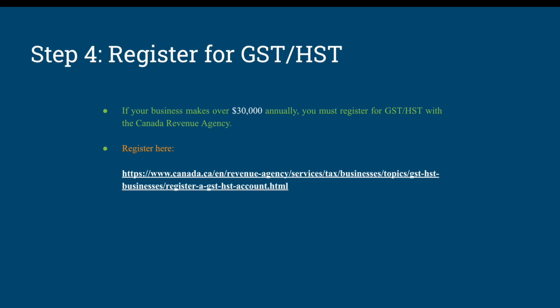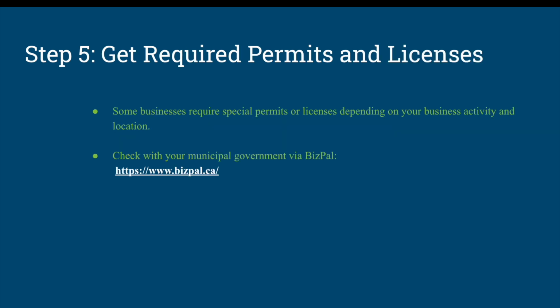Step 4. Register for GST/HST. If your business makes over $30,000 annually, you must register for GST/HST with the Canada Revenue Agency, CRA, which is the tax collecting agency here in Canada. Now, I've also given you guys a link for registering for GST and HST, right? So all of these links will be there in the description.